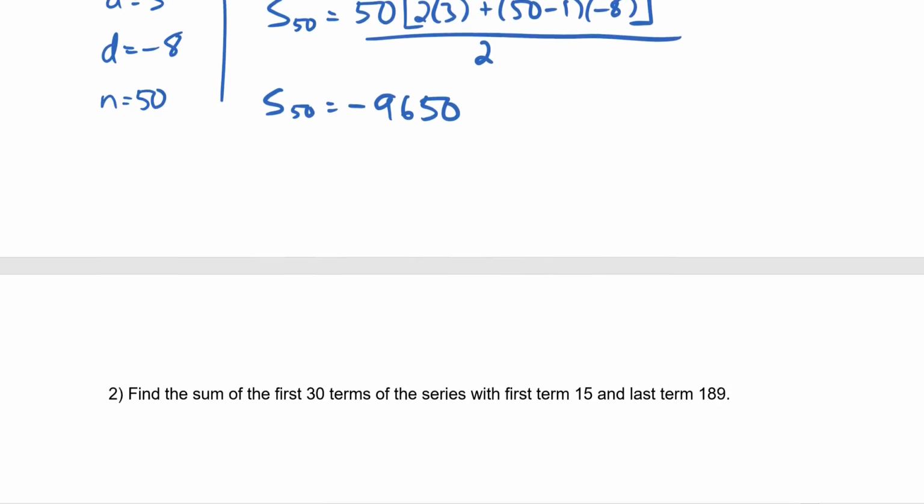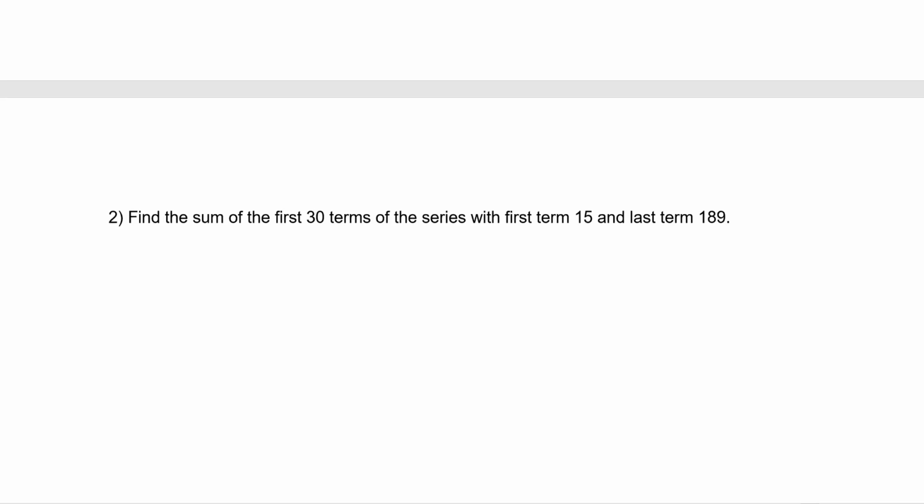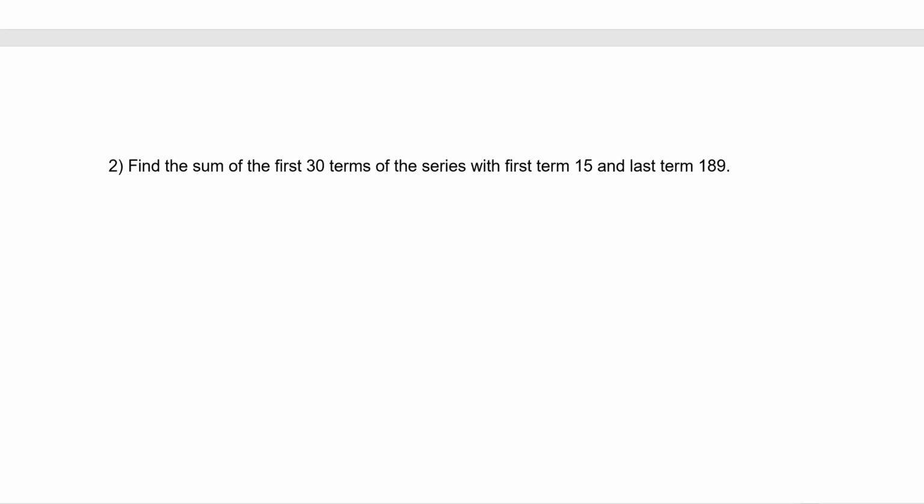Now, the next question: find the sum of the first 30 terms of the series with a first term of 15 and last term 189. So again, let's write down information that we know. We know that the first term is 15, and then we know that the last term is 189. So whatever the last number is in the series, it's 189. And there are 30 terms in this series. So this means that term number 30 is 189.